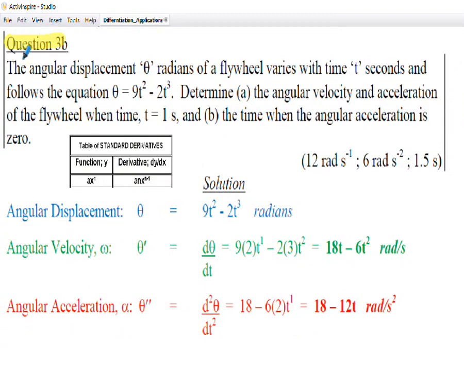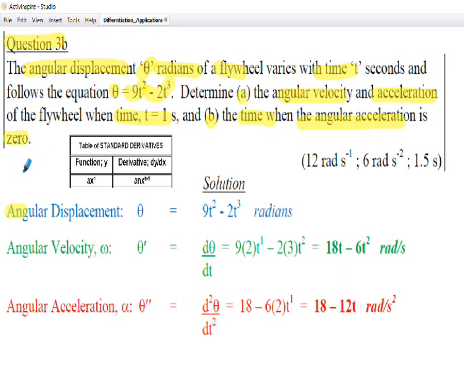Question 3b relates to angular displacement, theta, this time in radians, of a flywheel in time t. They've given us the expression theta is equal to 9t squared minus 2t cubed, and asked us to find, in part A, the angular velocity and the angular acceleration when the flywheel is at time t equals 1 second. So that will implicitly mean we have to differentiate once to find the angular velocity, differentiate twice to find the angular acceleration, and then in part B we've got to find the time when the angular acceleration is 0.